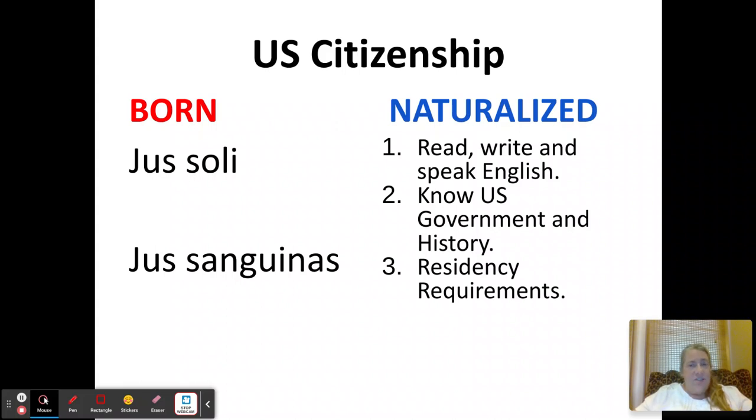5 years, if you are single, you have to prove you have lived in the United States. And 3 years, if you are married to a U.S. citizen, you have to prove you have lived in the United States. Now, those first three requirements to get your naturalization are very objective. You can take a test to prove you know English. You can take a test to prove you know your government and history. And you can show that, yes, I have physically lived in the United States for the required time.